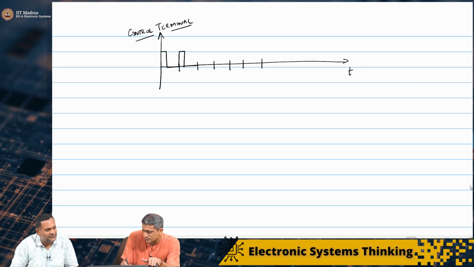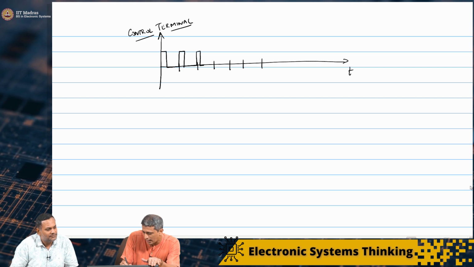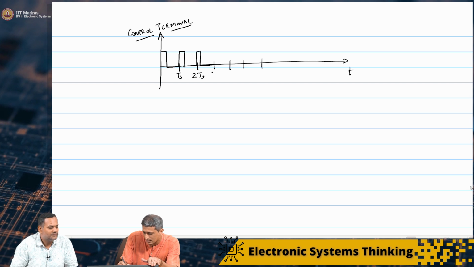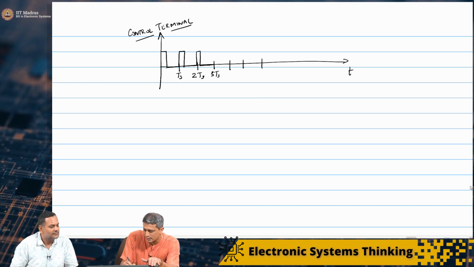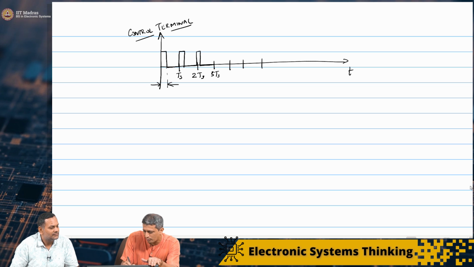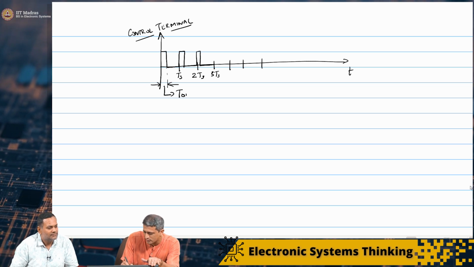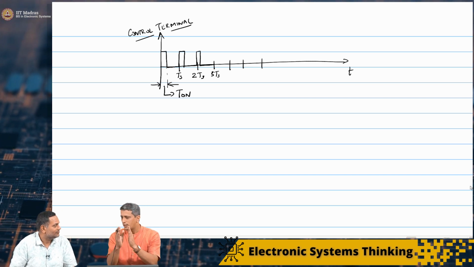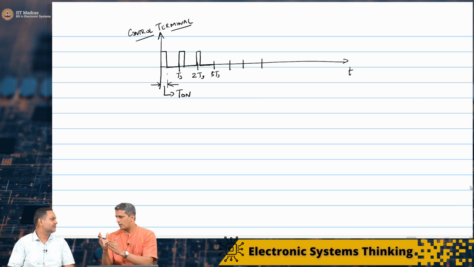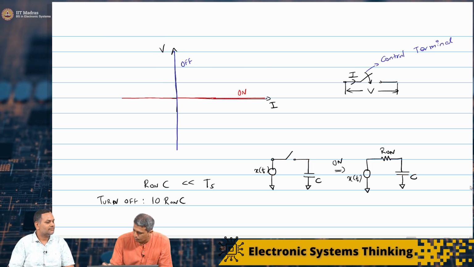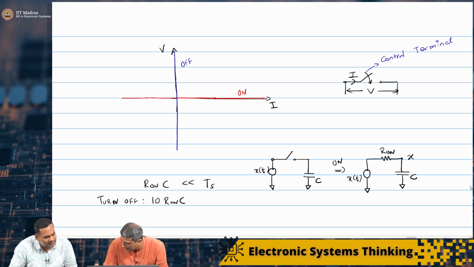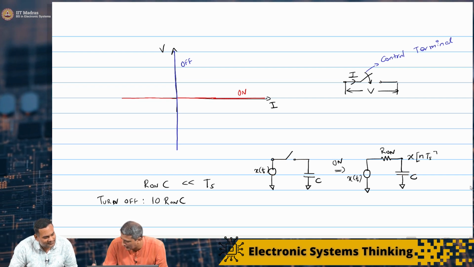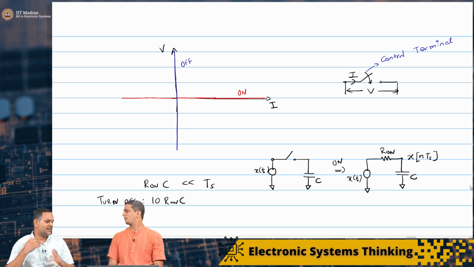Does this make sense? For every sampling period, this is Ts, 2 Ts, 3 Ts, and it is on for some period, which I will call T on. So every Ts, you are turning it on for a short while, you have sampled that value. If you look at the signal out here, the voltage across the capacitor would be x of n Ts.